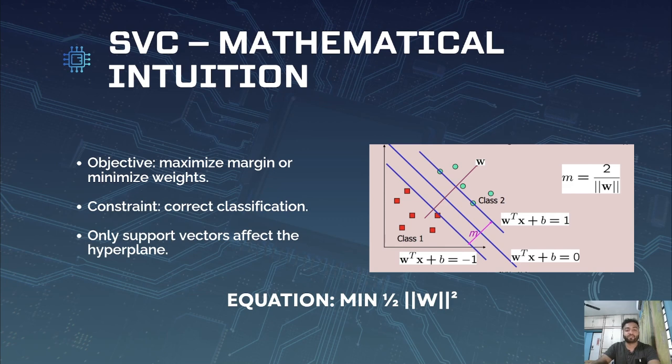The optimization function for SVC can be written as minimize 1/2 times the norm of W squared, subject to the constraints y_i (W^T x_i + b) ≥ 1 for all i points, where W is the weight vector that defines the hyperplane, x_i is the ith data point, y_i is the class label, which can be denoted by +1 or -1, and b is the bias term. The margin is essentially the distance between the hyperplane and the closest data points. The optimization problem ensures that the distance between the hyperplane and the support vectors is maximized, which leads to a more generalizable model.